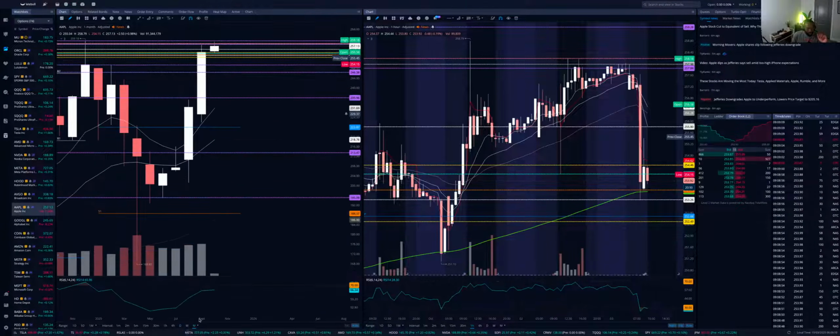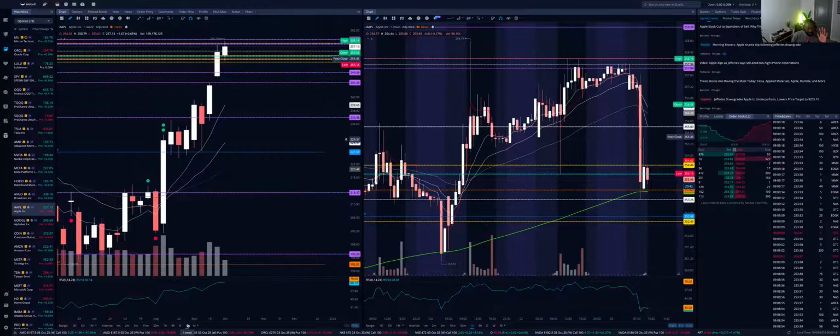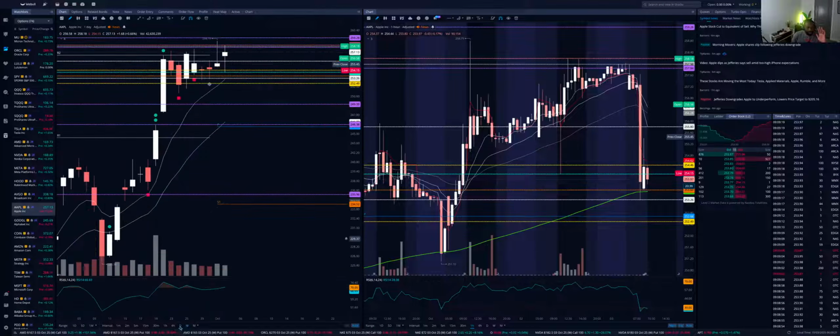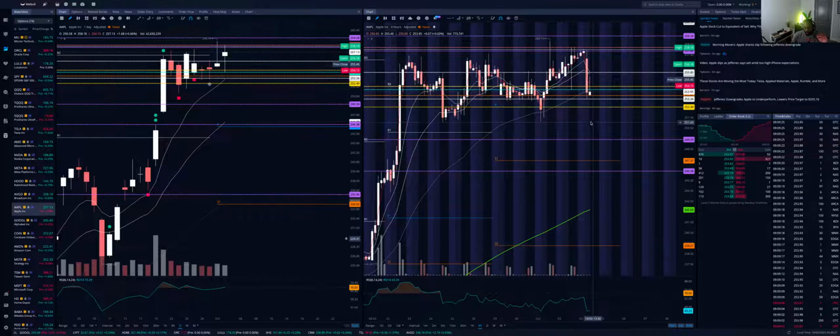When we look on the monthly, let's see. Yeah, Apple's still trying to decide its move on the monthly, on the weekly, still trying to decide its move. And then we got the daily. Let's go back on the 4 hour and see the trend there.